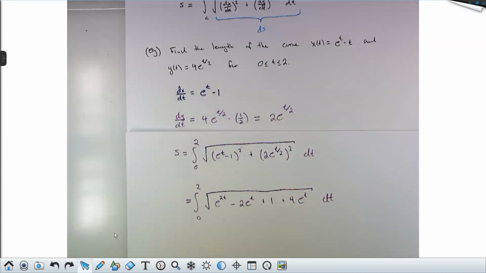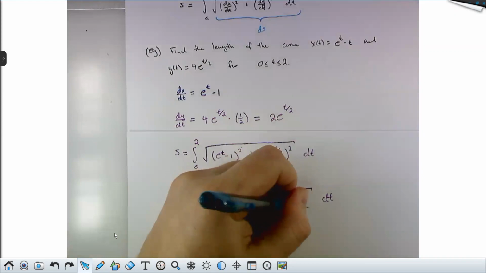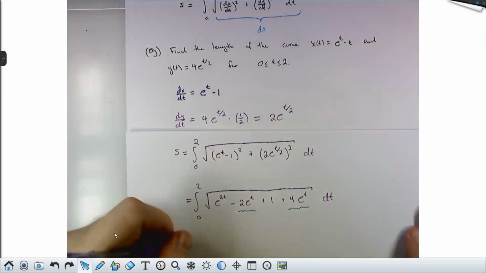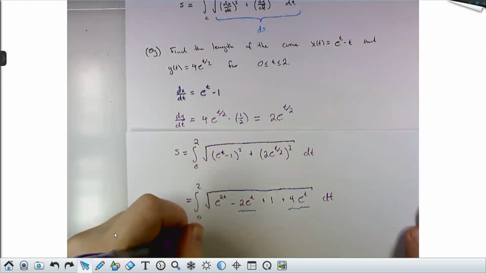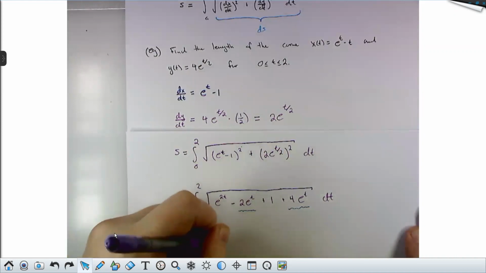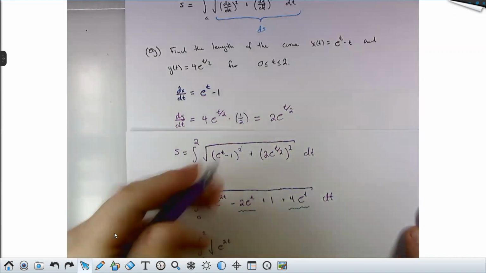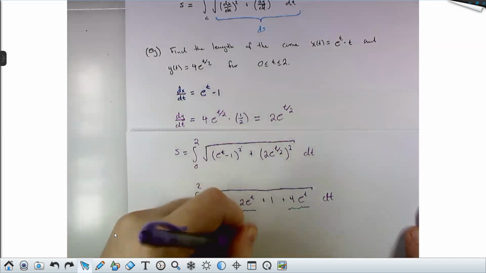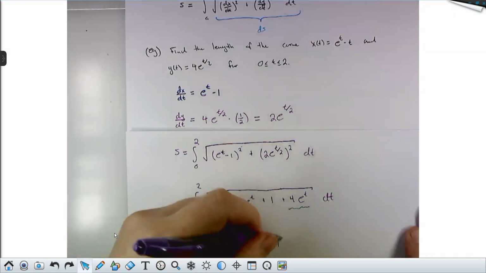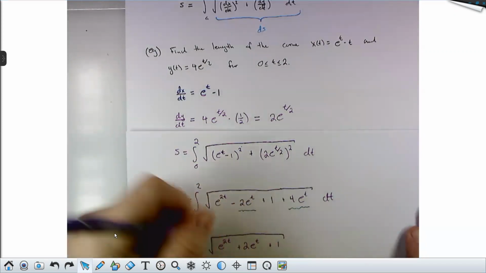I have two like terms here. This and this are like terms. So when I put those together, I'll have the integral from 0 to 2 of the square root of e to the 2t minus 2e to the t plus 4e to the t is plus 2e to the t. And then the +1 is still hanging out.